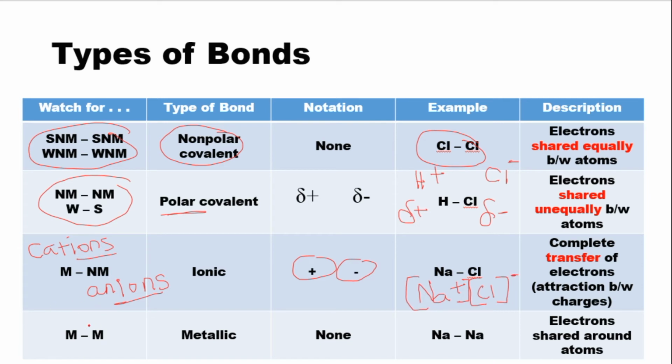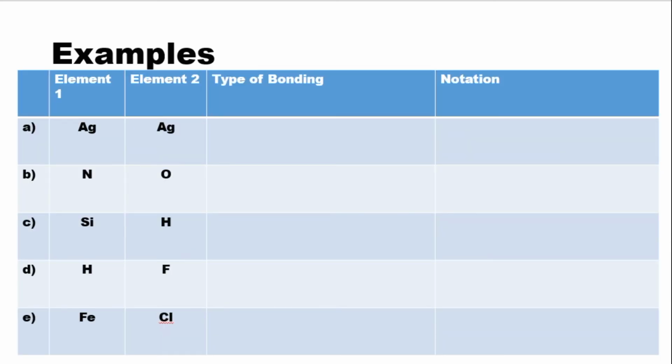The next one, the last type of bond, is a metal plus a metal. So if it's two elements in red on the previous picture, then that's a metallic bond. Right, so an example is sodium plus another sodium, and electrons are shared around the atoms. The atoms are in a sea of electrons, so to speak. Right, so let's look at some examples.